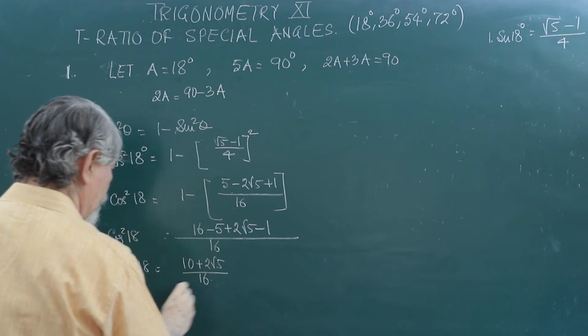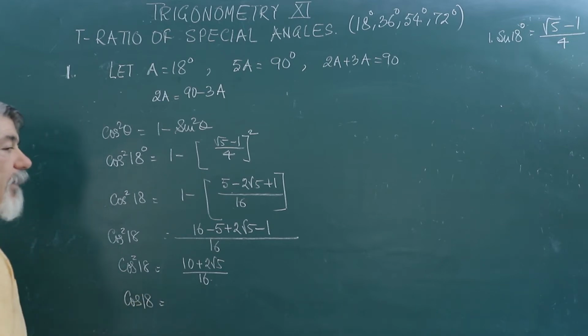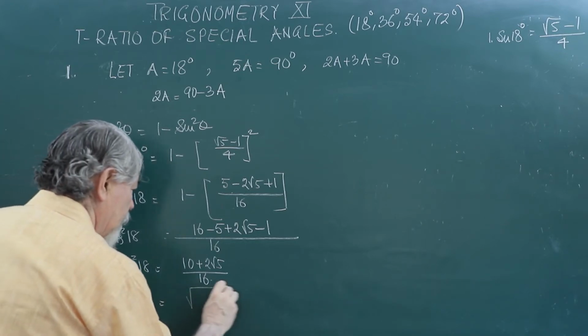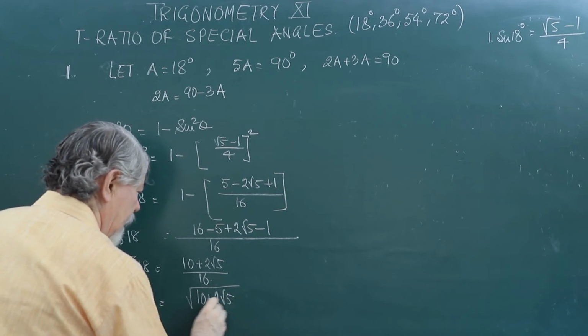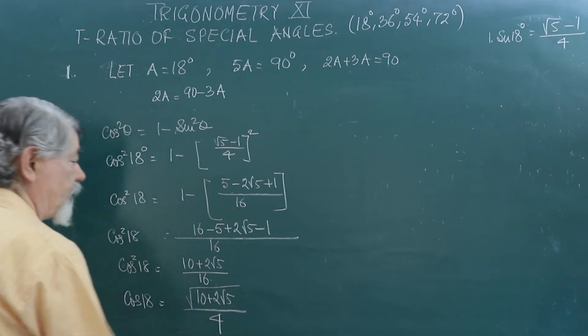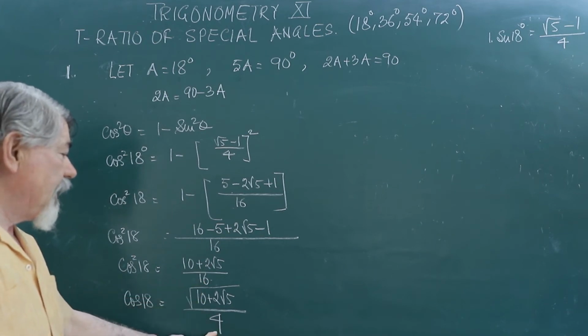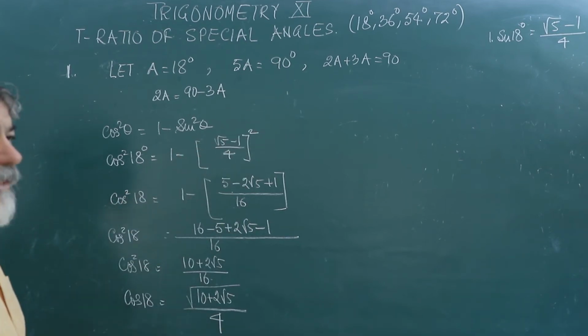Now when I take the square root of cos square 18, again I am going to take only the plus sign, because cos 18 is going to be in the first quadrant, and in the first quadrant all ratios are positive. So it will be under root 10 plus 2 root 5 upon 4, square root. I could have cut with 2, but I did not, because I'll get the same number as I'm getting there, and it will help me later.